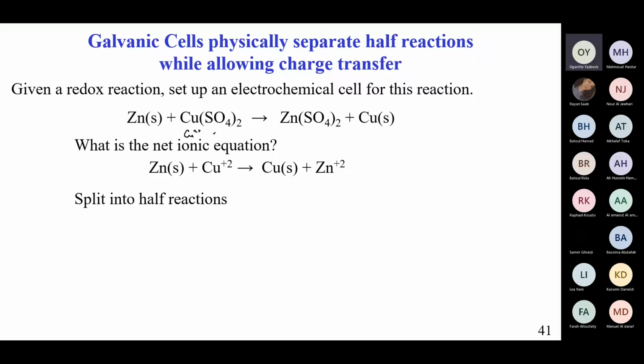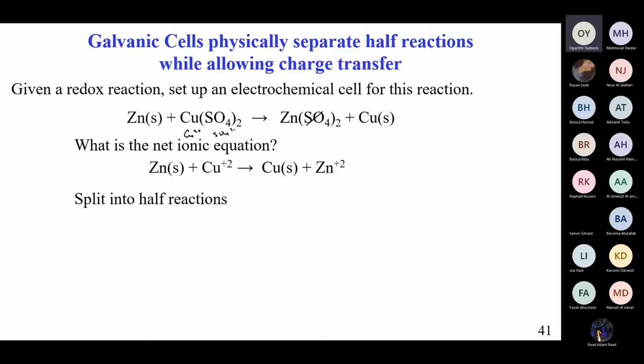Copper 2 plus, SO4 2 minus. This 2 goes there. SO4 we know is 2 minus. So net, these sulfates are like spectators, and we end up with the net reaction: zinc and copper 2 plus going to copper solid and zinc 2 plus.